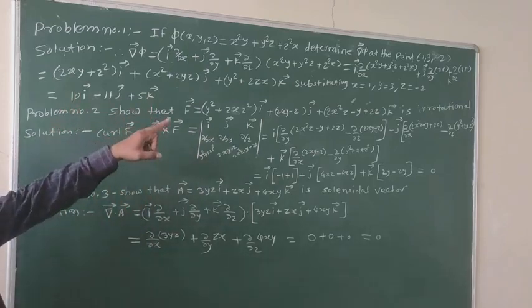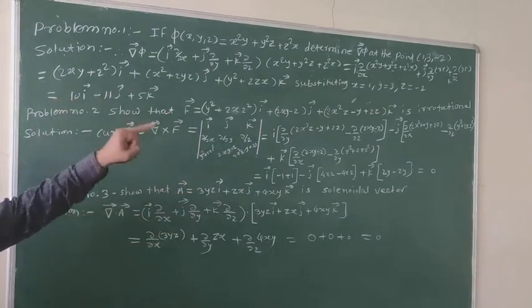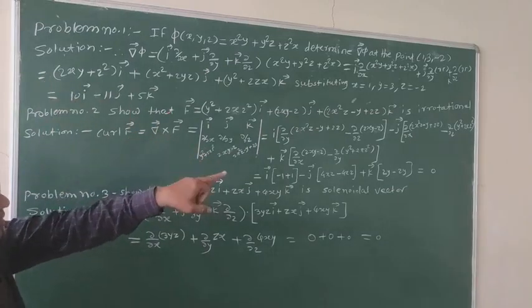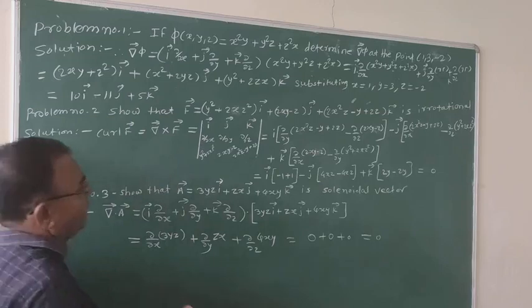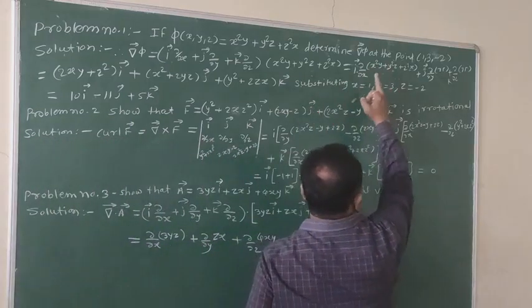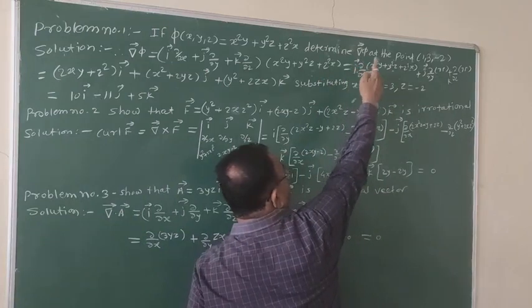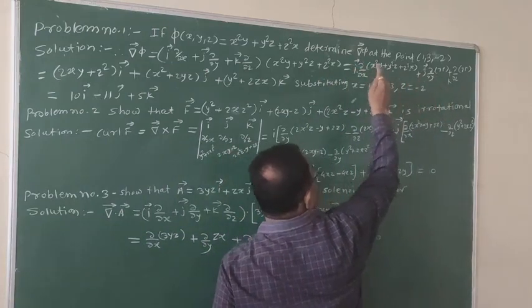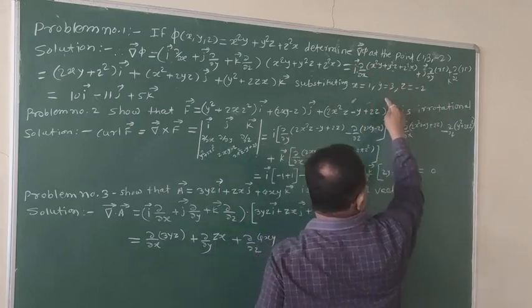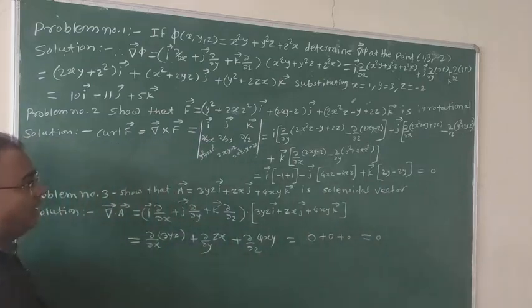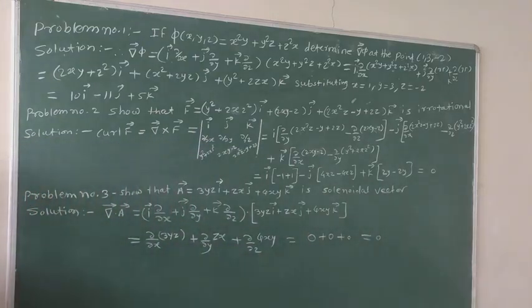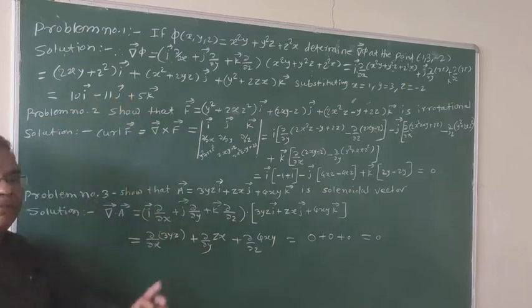After obtaining the partial differentiation with respect to x, y, and z, we have these values. Then we substitute the values at that point, because we want to find the gradient of phi at the point (1, 3, minus 2). That is, x is equal to 1, y is equal to 3, and z is equal to minus 2. When we put these values of x, y, and z in this equation, we have the final answer 10 i bar minus 11 j bar plus 5 k bar.